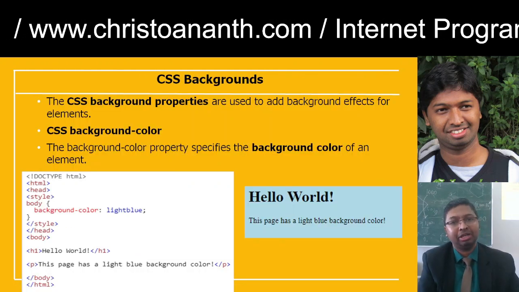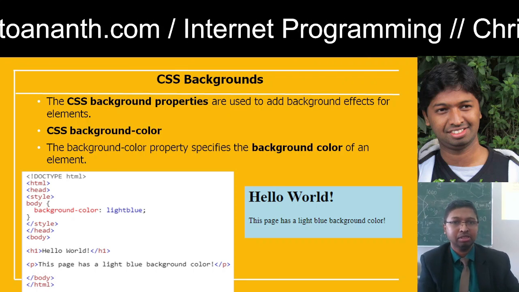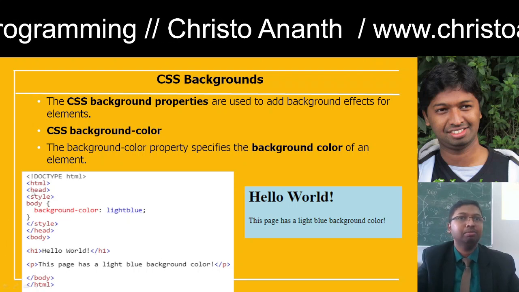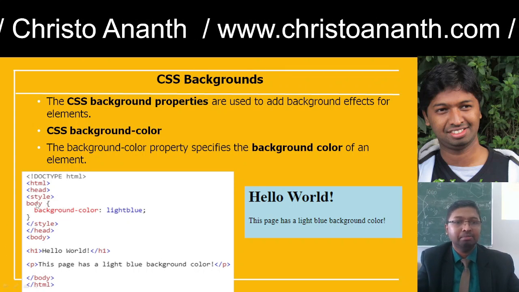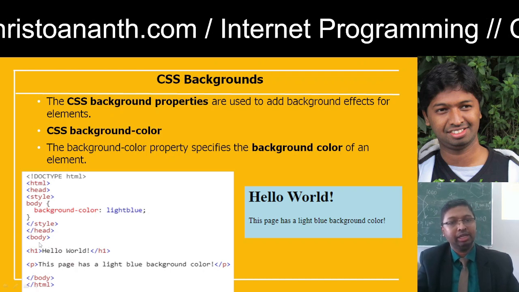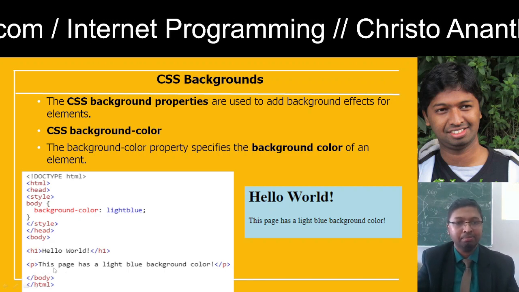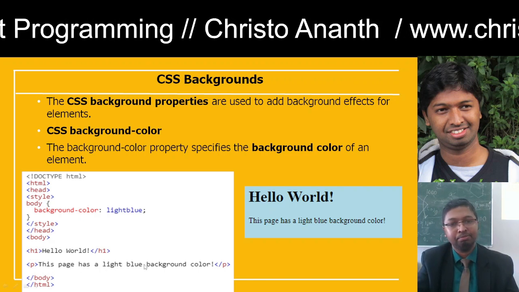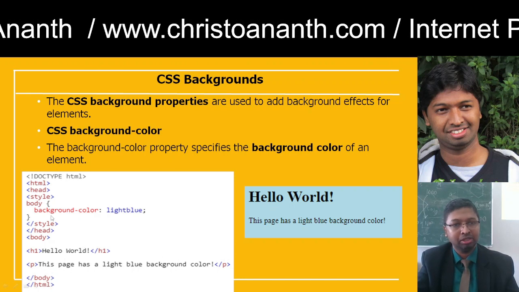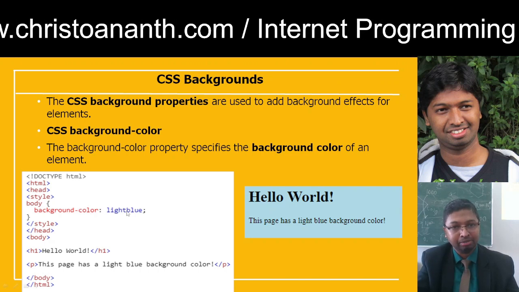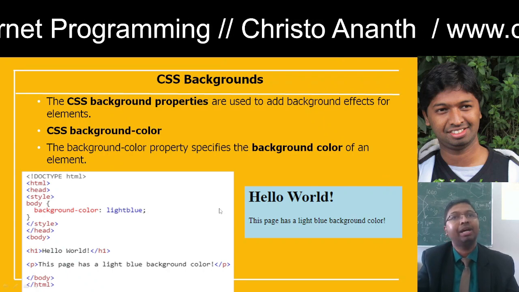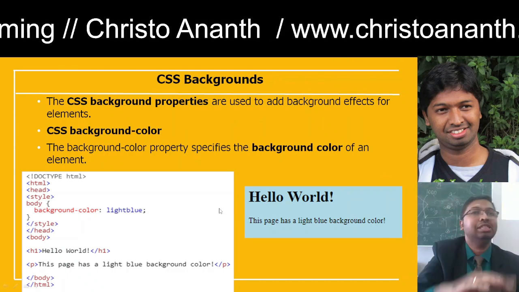So you can have CSS background also. You can add background effects for the elements. The background color property specifies a background color for the element. For example, doctype HTML, head, style, body background-color light blue. Close the style, close the head, and then the body. You'll have h1 Hello World, paragraph: This page has a light blue background color. Then close the paragraph tag, close the body, and then close the HTML. So here you specify the background color light blue. That is the reason Hello World, this page has a light blue background color, and the background color is light blue. You can change the colors also.